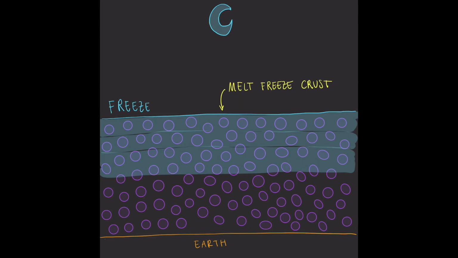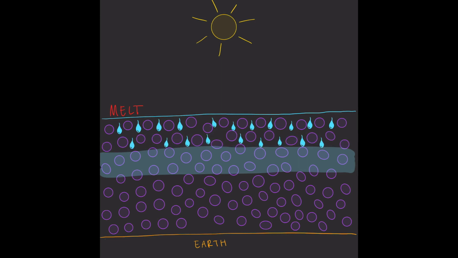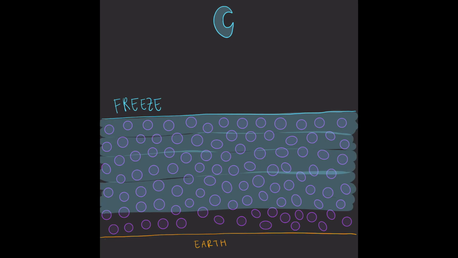Now, this process can continue indefinitely. The sun can come up, the air temperature can rise, the upper layer of the snowpack can begin to melt, increasing the amount of liquid water present, which then percolates down through the snowpack, contributing to melting in deeper and deeper layers of the snowpack. And then once again, the sun can go down, and all of that liquid water can freeze into a robust melt-freeze crust.